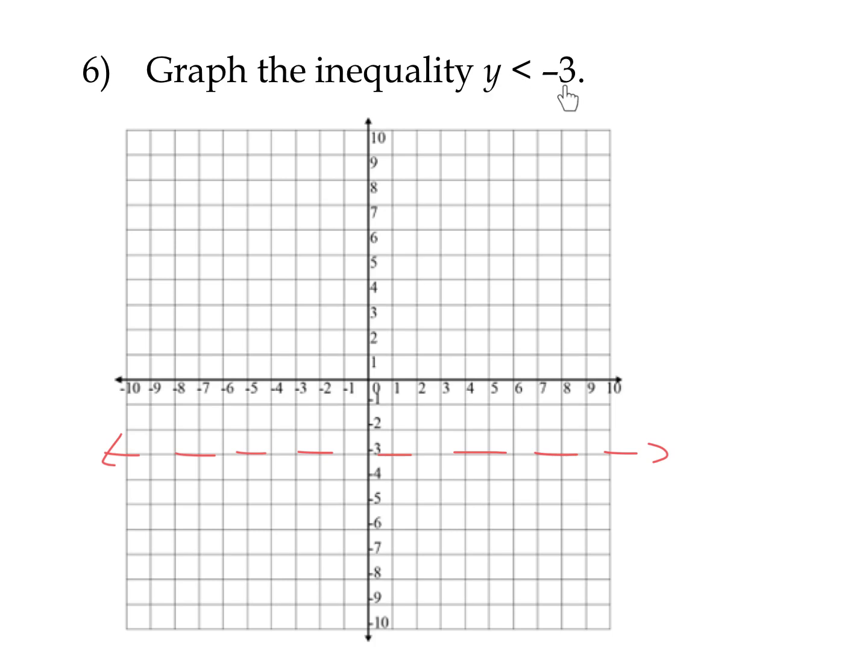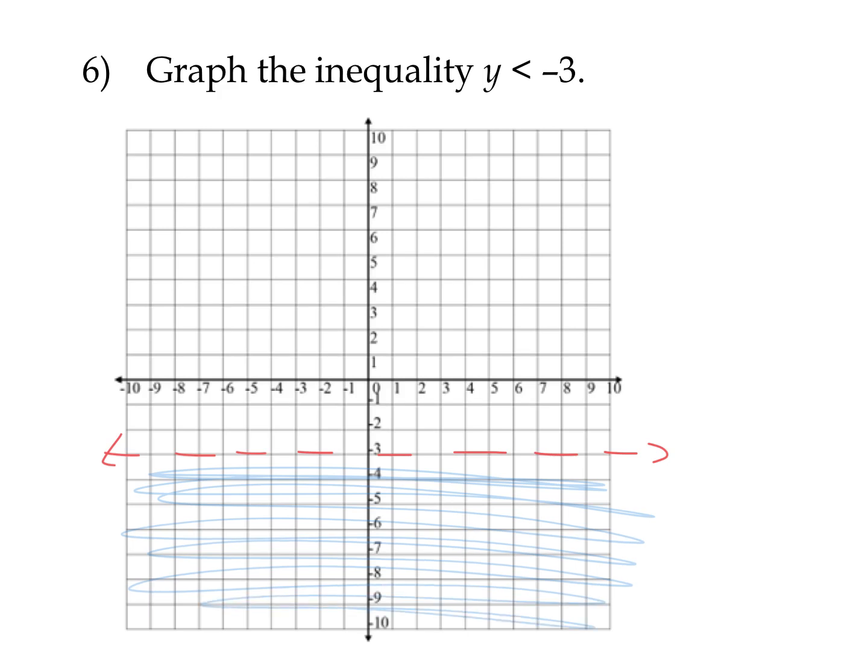Now y is less than negative 3. So I could pick a point and plug it. I want y values that are less than negative 3. That will be my y values down here below negative 3. So I could take this on the graph and shade in, and everything on that side of my line would be my solutions.